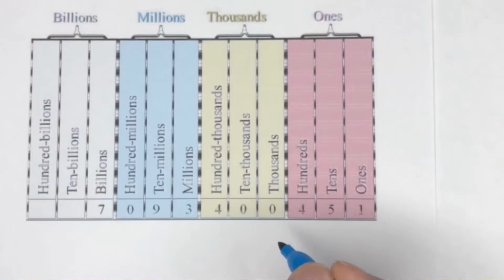Now we all know about the place values to the left of the ones place, but what about the place values to the right of the ones place? Looks like we got some more investigating to do.